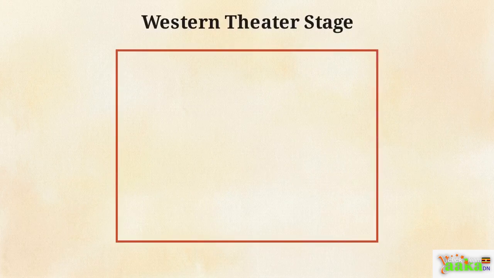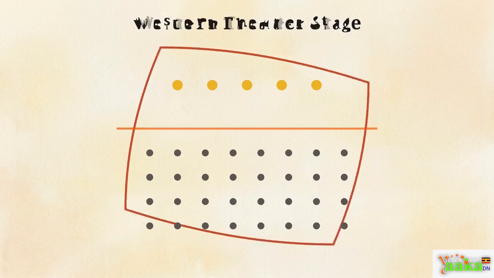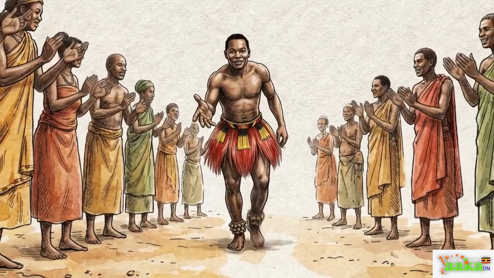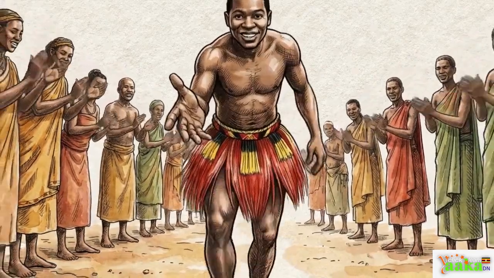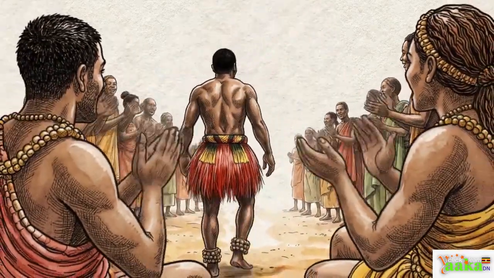Think about the shape of the room. A traditional Western stage draws a straight line that separates the performers from the crowd, but traditional African performances usually happen in a performance circle. By removing that physical wall, the performance naturally pulls you in. It invites you to become part of the show, rather than just an observer.